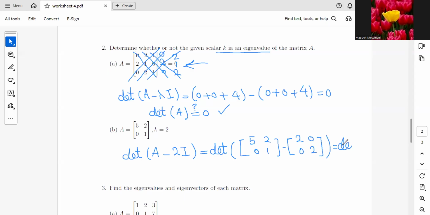which is the determinant of 5 minus 2, which is 3, 2, 0, and -1 here. We know that if we want to find the determinant of this one, it will be 3 times -1 minus 0, which is -3. And of course, this one is not 0. So since this determinant is not 0 when we assume that the eigenvalue is 2, it is not a correct eigenvalue.